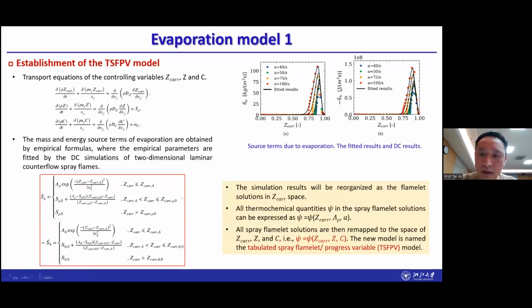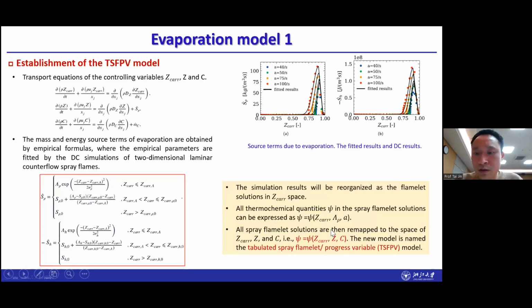Actually, the routine is simple, but we do come across some problems for the tabulation. This is not directly mapped to the space of the Z carrier, Z and C. Before that, we need to first calculate some more chemical quantities that will be described with the Z carrier, gamma, and also A. This is also the actual cost for this method, and then we can remap the temperature and the species mass fraction in this table.